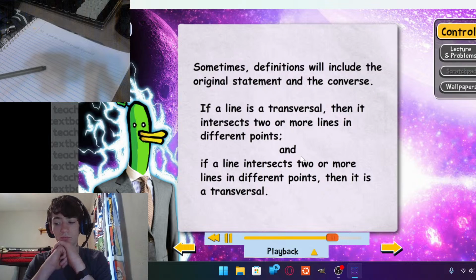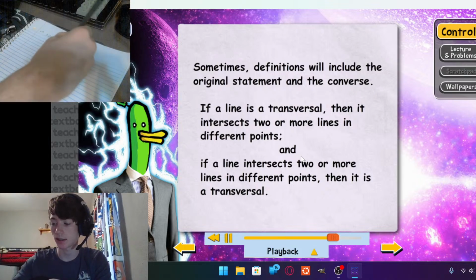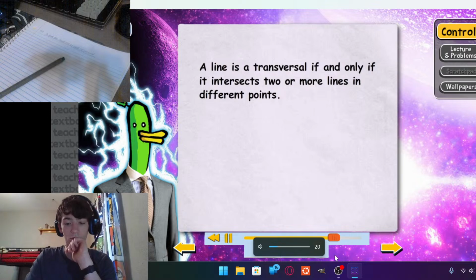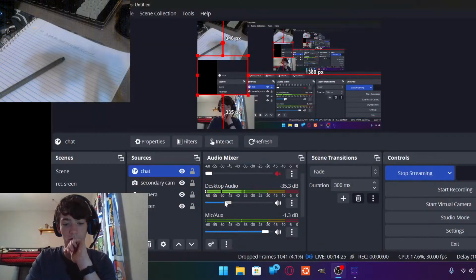Now, the only problem with showing a definition like this is it's really long. A shorter way to write the same thing, though, is to do it like this. A line is a transversal if and only if it intersects two or more lines in different points. This means the same thing as the long version that I just had up. It means the original statement and the converse. That's what if and only if means.